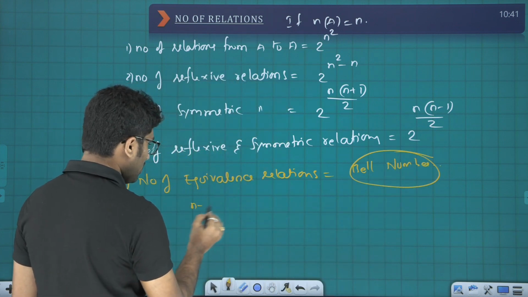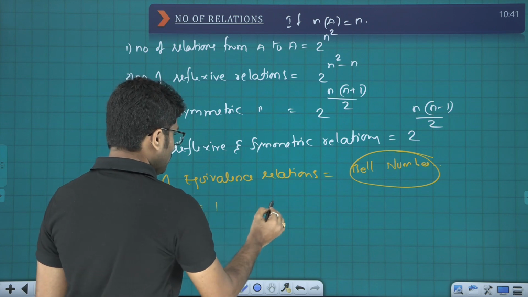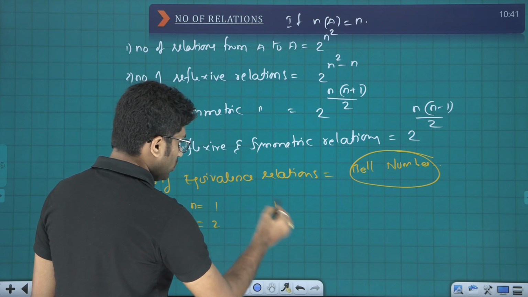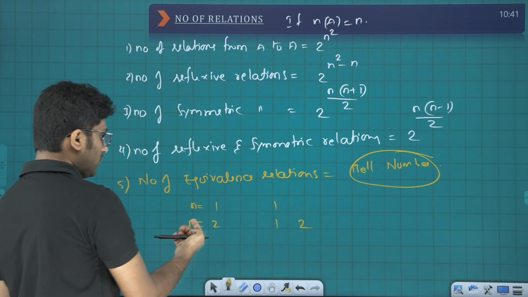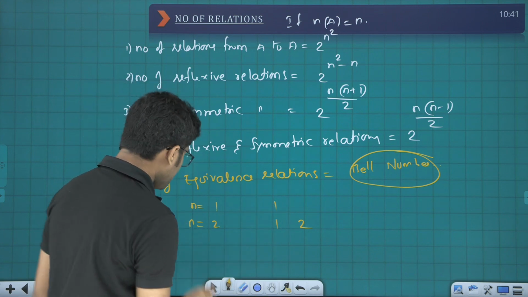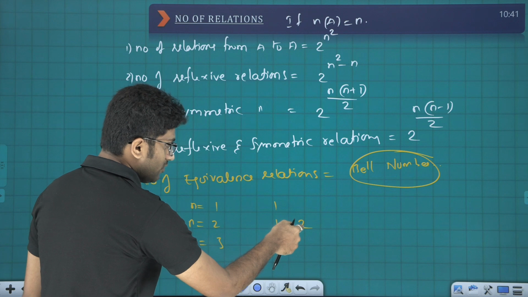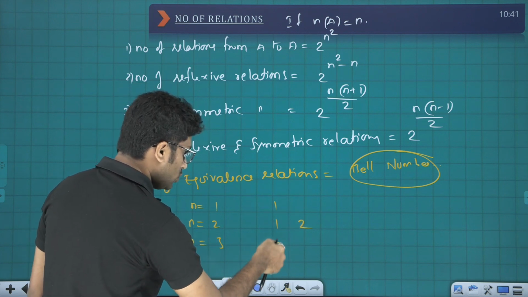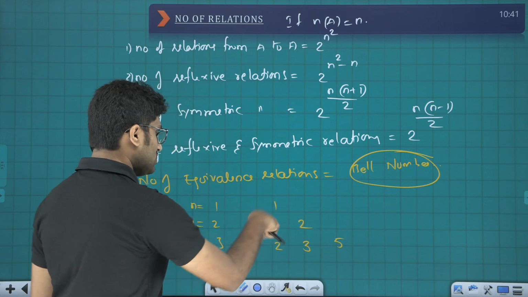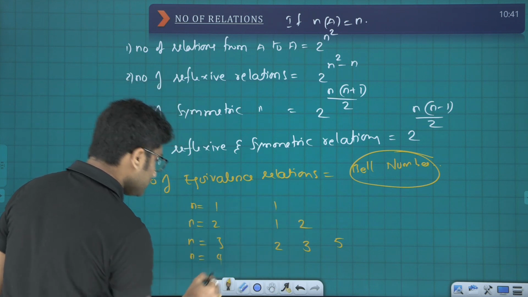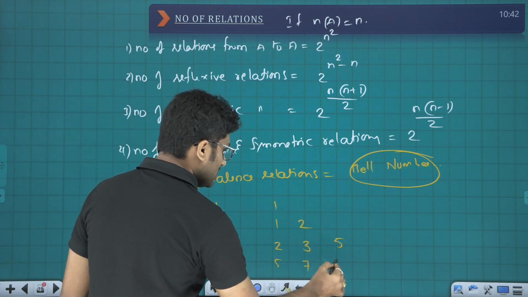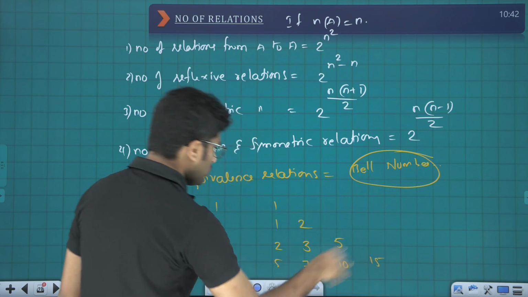Suppose the number of elements in A is 1, then we write 1. This is the Bell tree, friends. If n equals 2, then we start with 1, 2. So for 2 elements, we get 1 plus 1, 2. If n equals 3, we have ended with 2, no? So 2 plus 1, 3, 3 plus 2, 5. We just add the number which is just above it. If n is 4, we ended with 5 now. So we start with 5. 5 plus 2, 7. 7 plus 3, 10. 10 plus 5, 15. And so on.